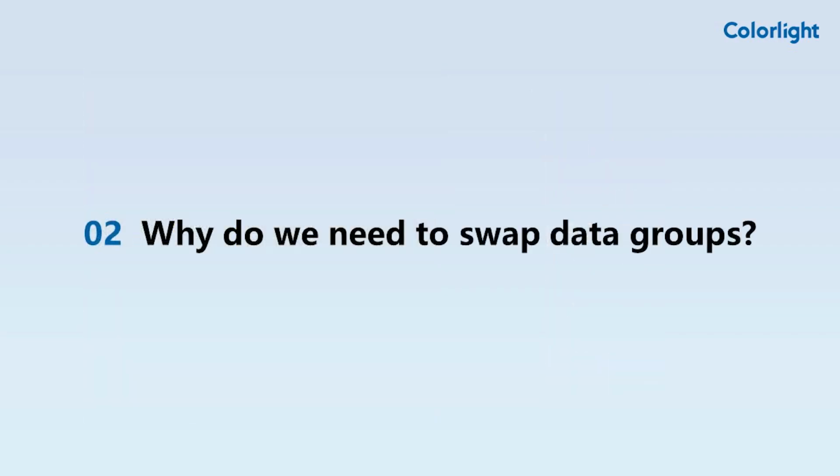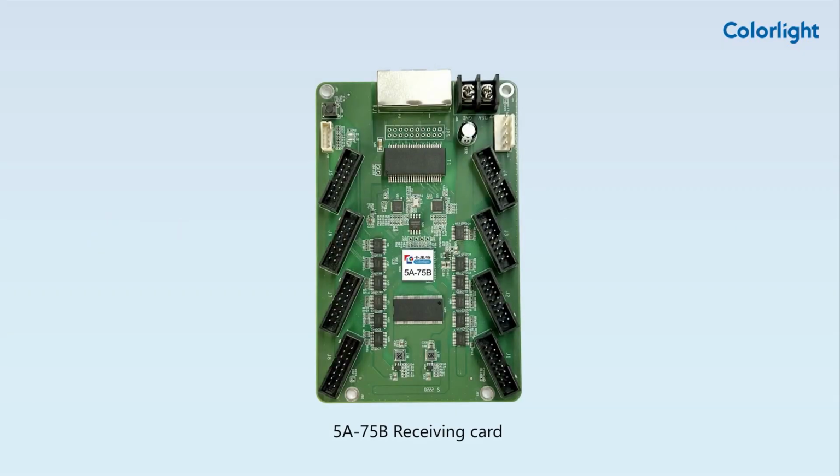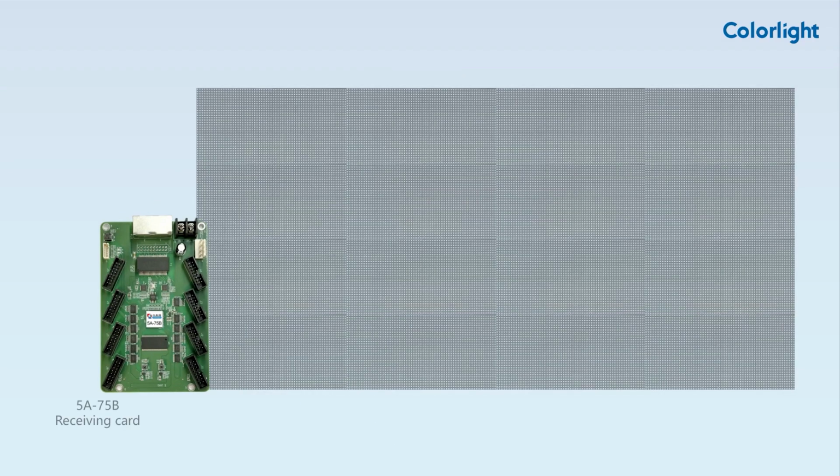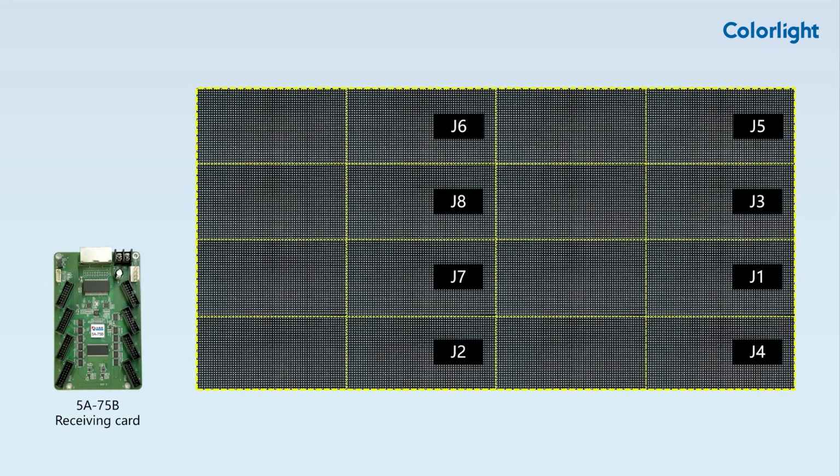Second, why do we need to swap the data groups? The data groups from the receiving card are typically output in a specific order by default. For example, in the case of the 5A-75B receiving card, data groups are typically output sequentially from the interface J1 to J8. However, the physical location of modules may not follow the default order during the module installation.